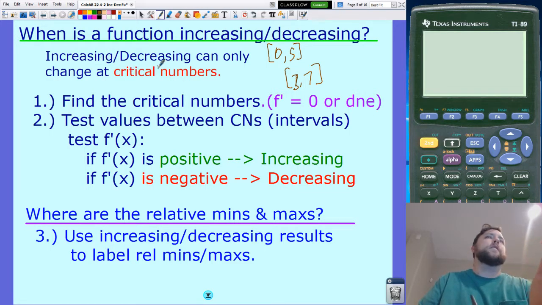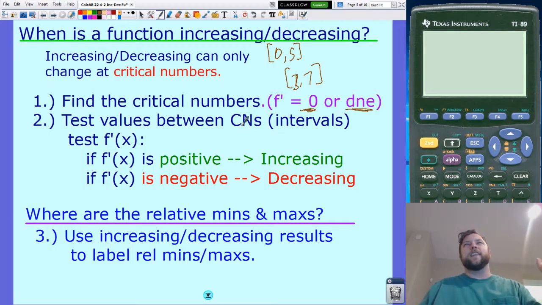One thing to remember is increasing and decreasing only change at the critical numbers. So I have to find the critical numbers first. The first step is to figure out the critical numbers. Remember, that's when the derivative equals 0 or does not exist. Then set your intervals, and test values in between those critical numbers and then on the outside edges too. You only have to test one point in each interval. If the derivative at that point is positive, then you know that interval is increasing. And if the derivative is negative, it's decreasing. Those intervals will all either be increasing or all decreasing. They only change, as we saw in the last examples, at critical numbers.